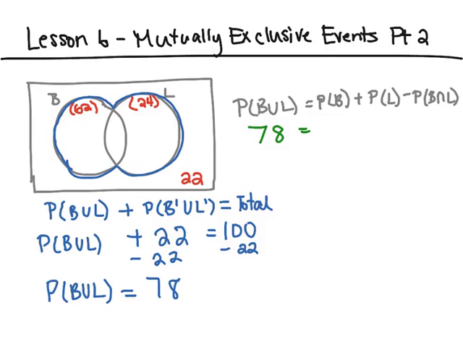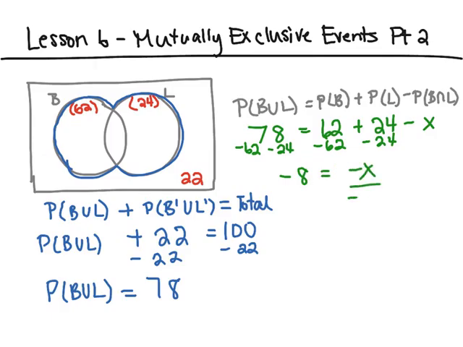And we know the probability of breakfast is 62, and the probability of lunch is 24, and we don't know this number. Let's just call it x for now. So we're going to solve for x. We're going to minus 62 and minus 24 from both sides, and we're left with minus 8 is equal to minus x. And we're going to divide by minus 1, so we know 8 people skip both breakfast and lunch.